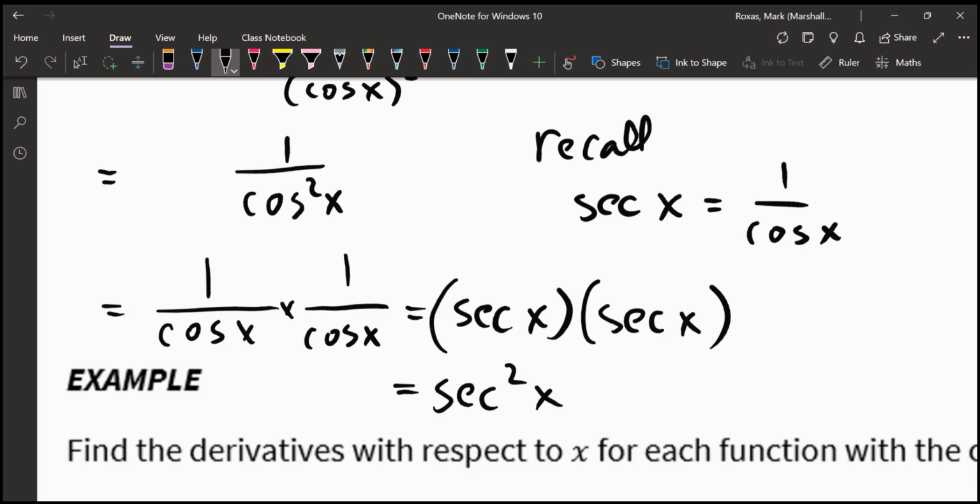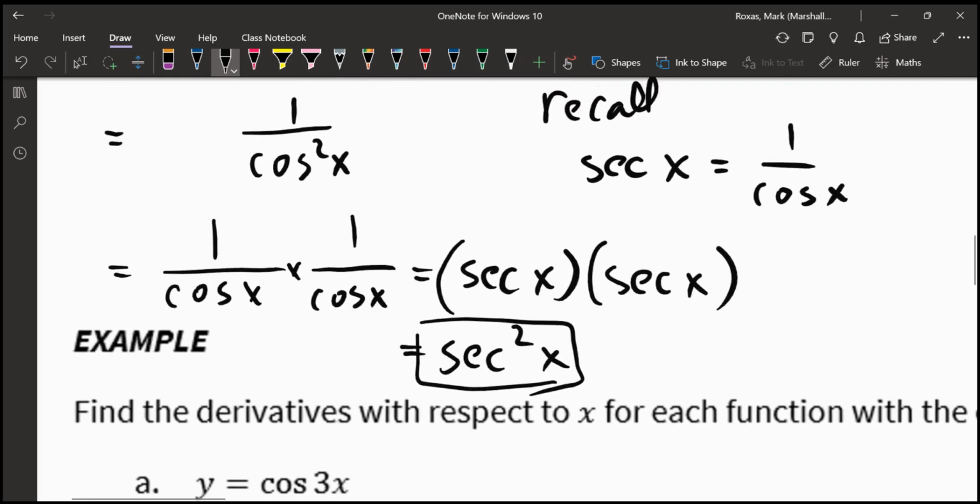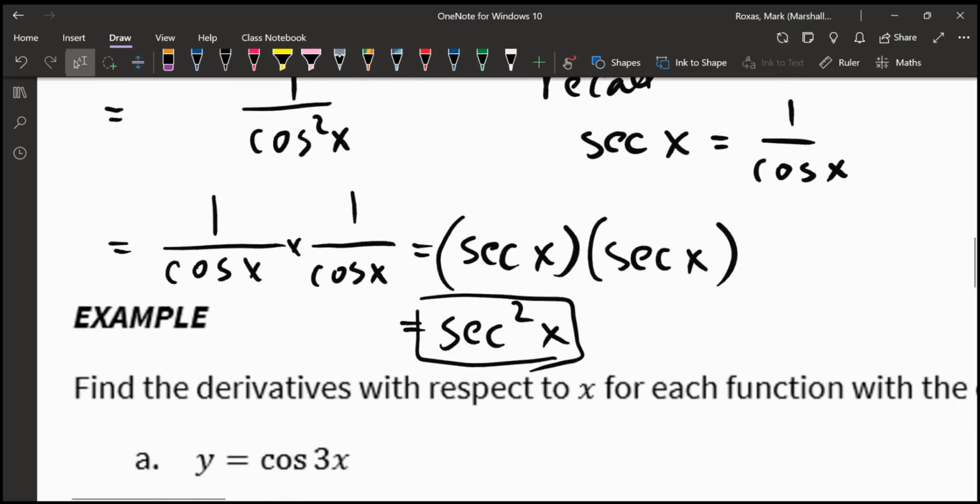So that will be another common derivative you're going to see going forward in the future. So keep that in mind. You'll have to know that for the AP exam if you are writing the AP exam.